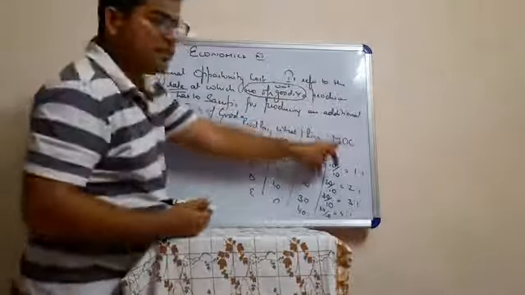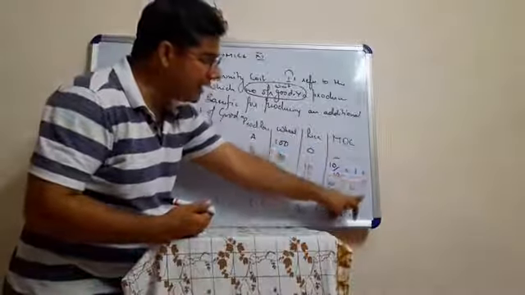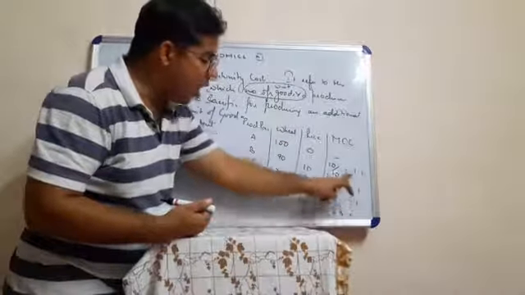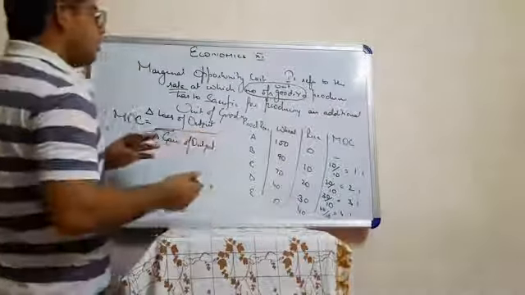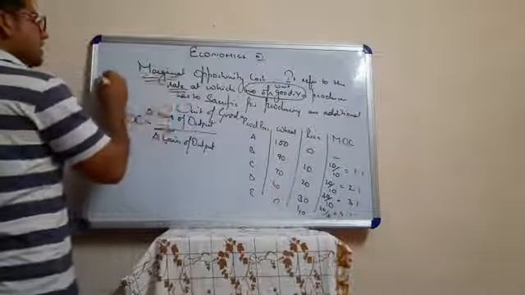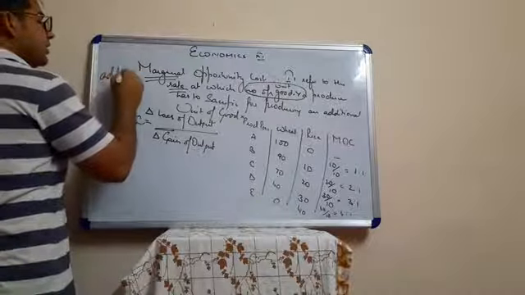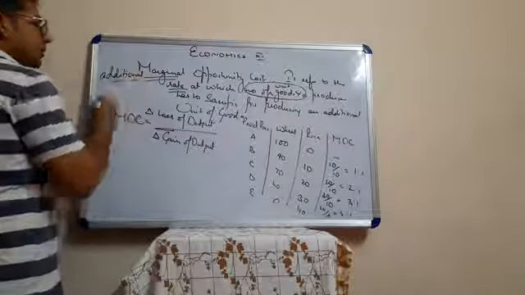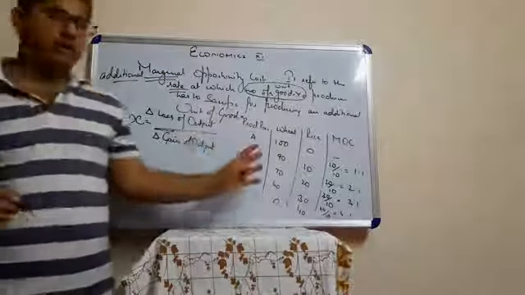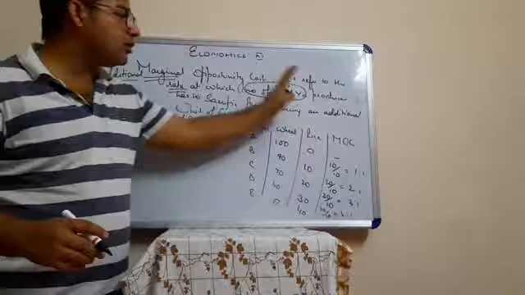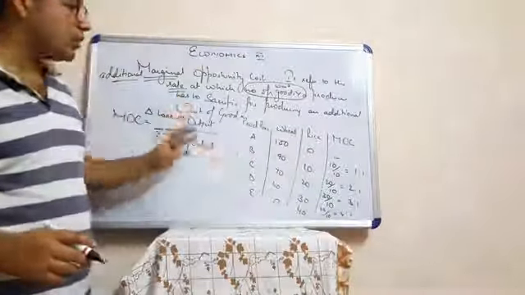So MOC tells every time, to produce an additional unit of X, how many units of good Y you have to sacrifice. And in microeconomics, please remember, this marginal means additional. Wherever it comes, please remember this point. When we talk about marginal, we are talking about the additional part. So this is the complete concept about the marginal opportunity cost.